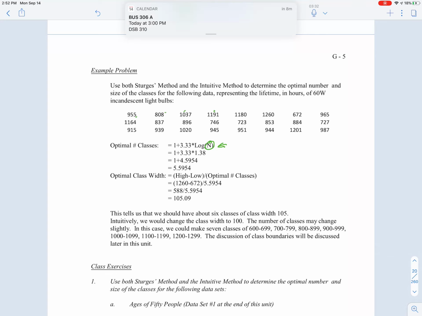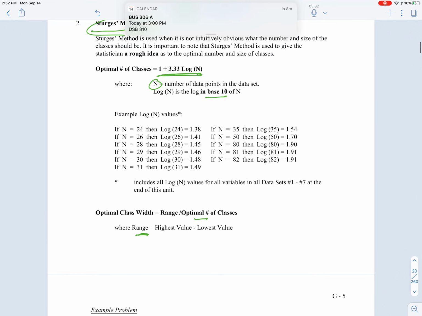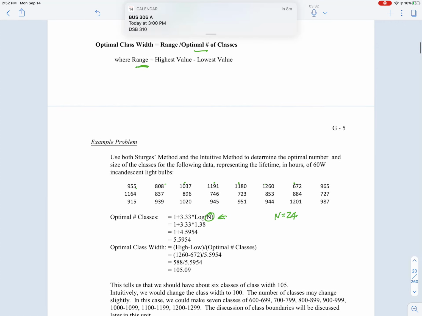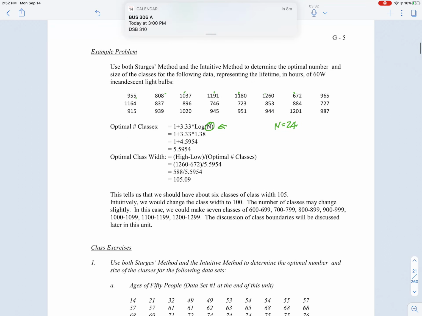We've got 1, 2, 3, 4, 5, 6, 7, 8. It looks like times 3 is 24. So we've got an n equal to 24. And so now I'm just going to go back here, and the log of 24 is 1.38. All right. Now, you should check your calculator.